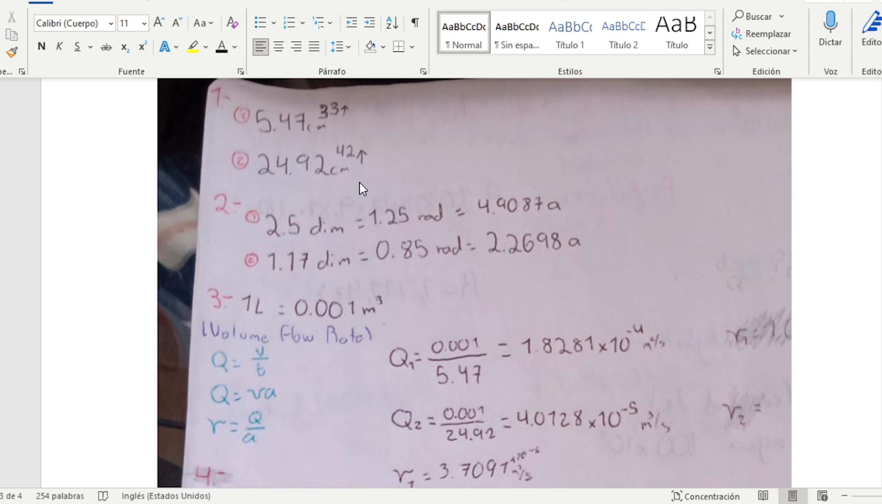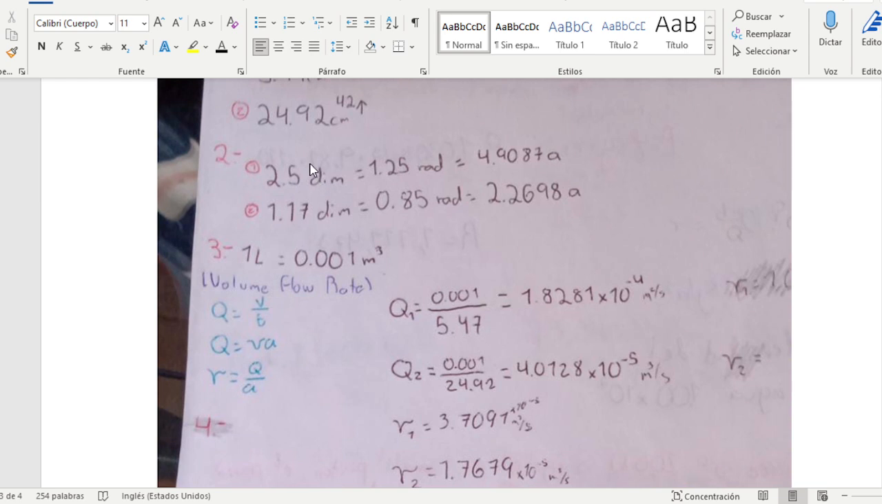Then we have point two: measure the diameter of the faucet and calculate its area. So we have it here, 2.5 diameter, that is equal to 1.25 radius. The area is equal to pi multiplied by the radius squared. I think that's how you say it. But here you have it: 4.9087. That's the area. We're good at this point.